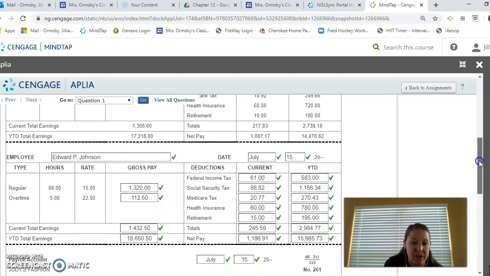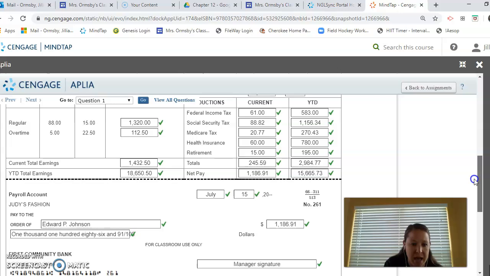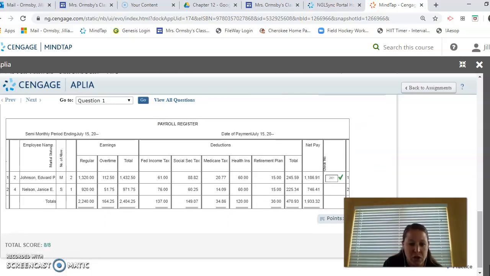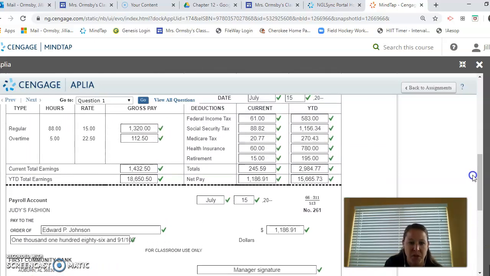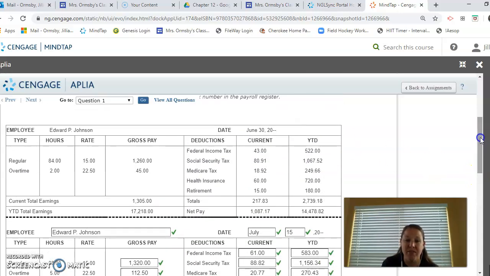And then the regular hours, the overtime hours, and the total earnings, you can take right here. So regular hours, 1320, overtime, 112.50, total, 1432.50. We are taking that information and plugging it in right here, okay? 1320, 112.50, $1,432.50. Year to date here is where people get confused, and that's where we need this previous pay stub.